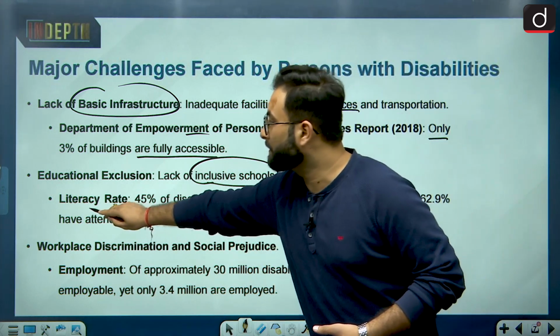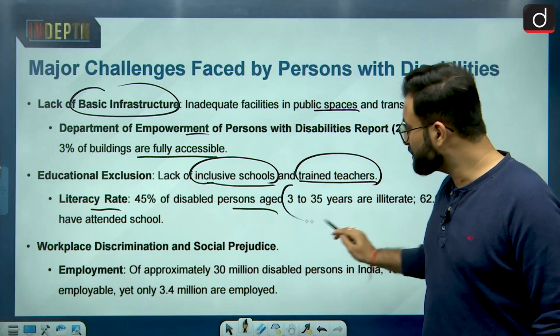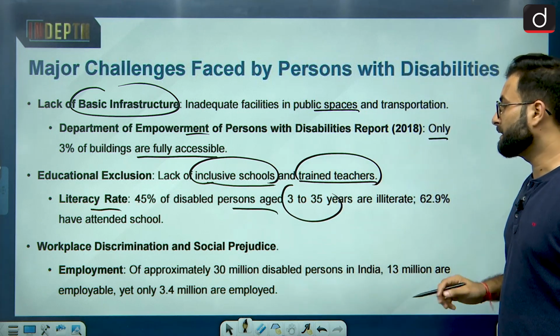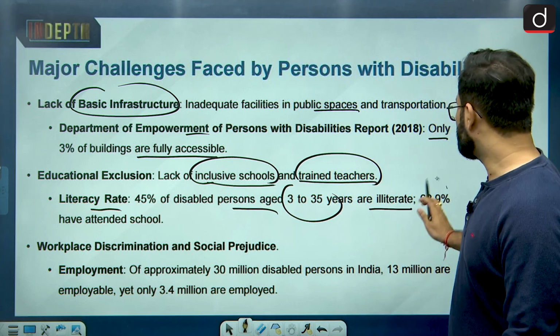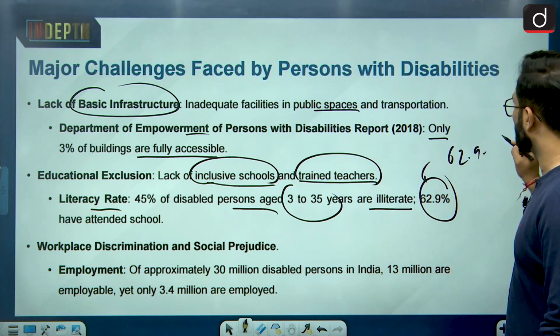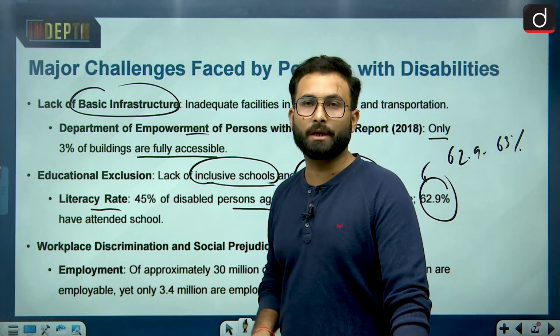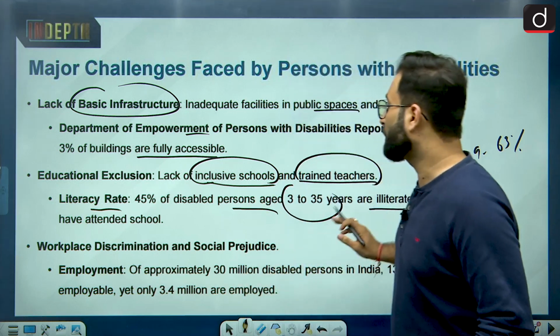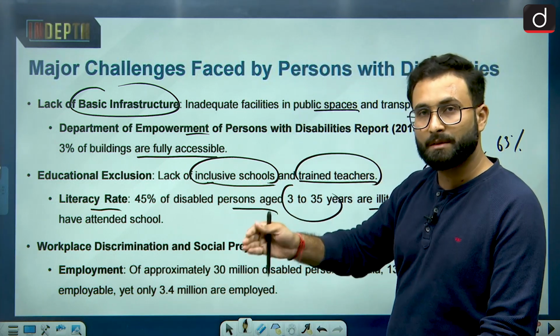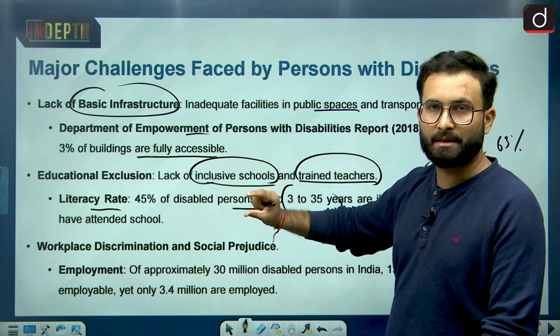Now looking at the literacy rate, 45% of disabled persons aged from 3 to 35 years are illiterate, and nearly 63%, or 62.9%, have attended school. So this is the number we are talking about: 45% of the disabled people are illiterate. So there is a gap in education.